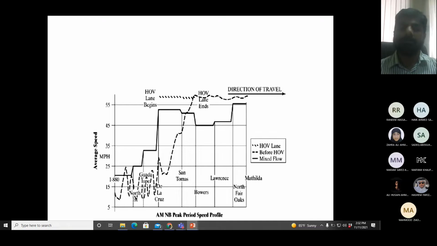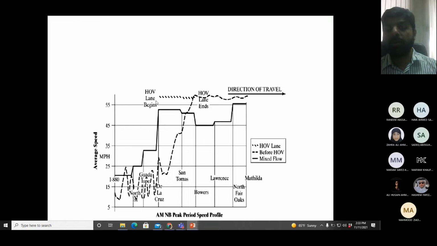If you see the longer dotted line, it clearly shows that when there was no HOV lane, the speed was lower. When the HOV lane was established, the speed of the HOV lane was higher because obviously there is less flow. The other lanes, which have mixed flow, meaning everybody goes through there, high occupancy and low occupancy, also became faster. Why? Because some of the people who were using the mixed lane shifted to the HOV lane.